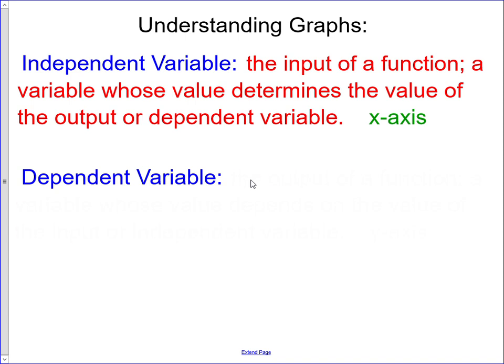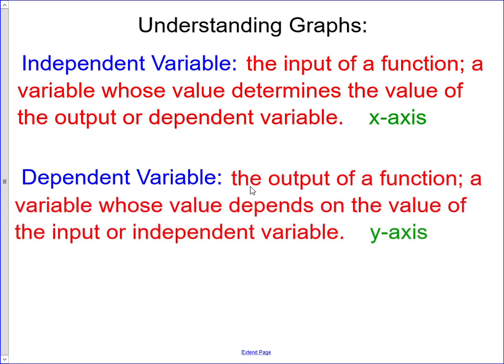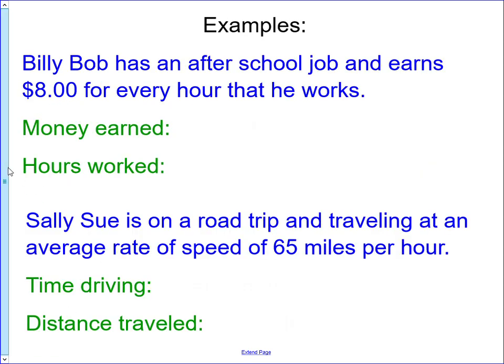The dependent variable, on the other hand, is the output of a function, and it's a variable whose value depends upon the value of the input or independent variable. The dependent variable will always be on the y-axis. One way to remember this is that the independent variable is always what determines, okay? It's cause and effect. This is the cause and this is the effect. So let's move on and look at a couple of examples and see if we can figure out which is the independent and dependent variable.